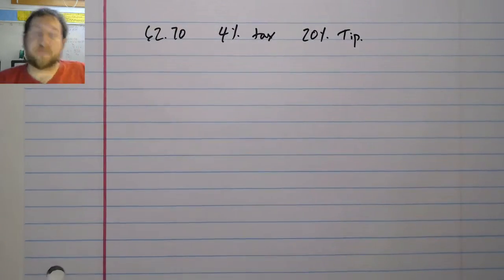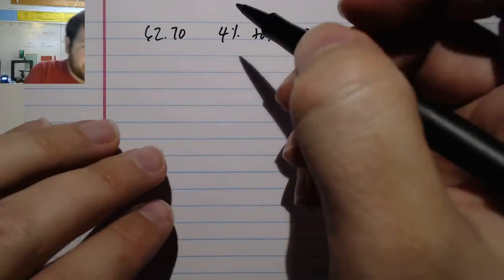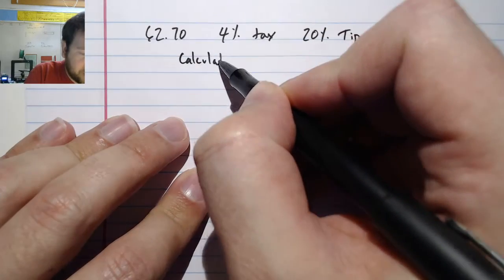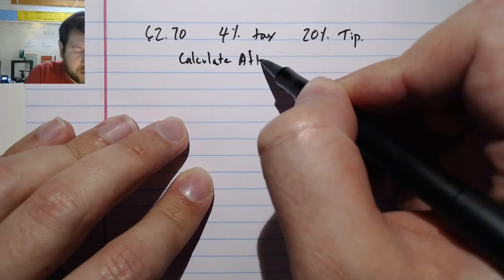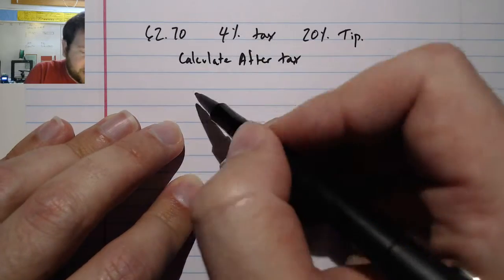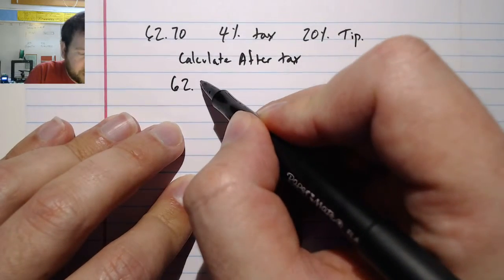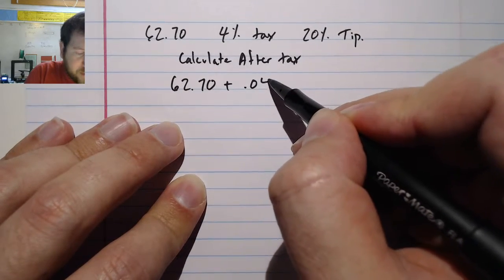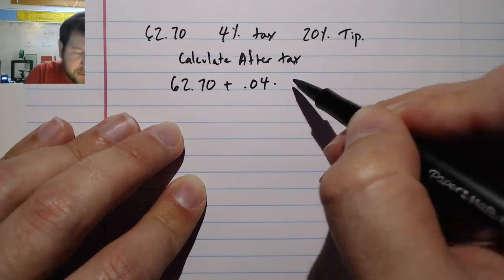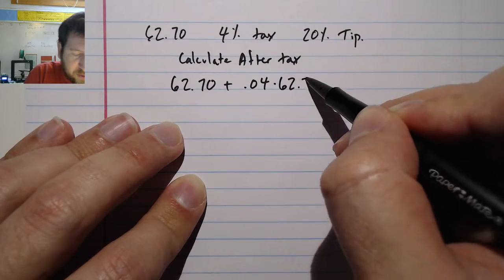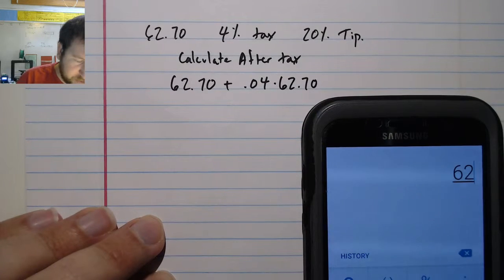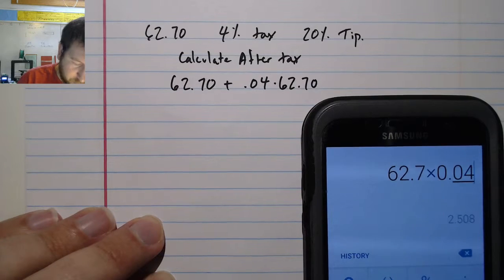All right, so first I'm going to calculate my after-tax amount. To do that, I'm just going to take my bill plus 0.04 of the amount that I've got, 62.70. And this is that money that goes right to the government. 62.7 times 0.04.